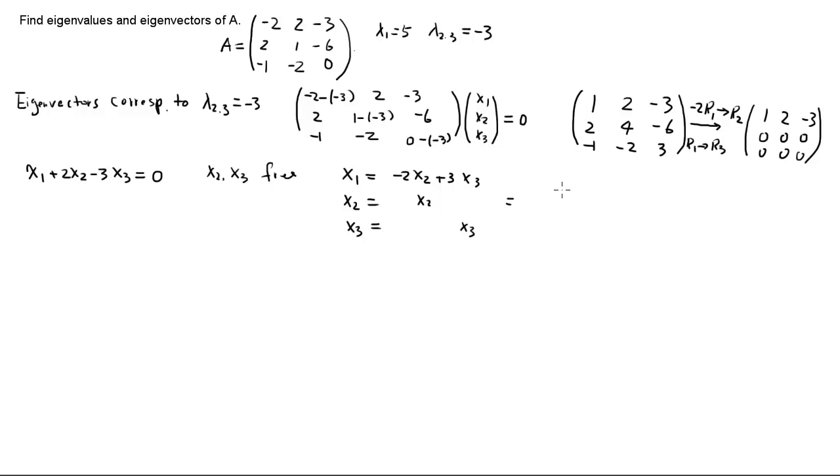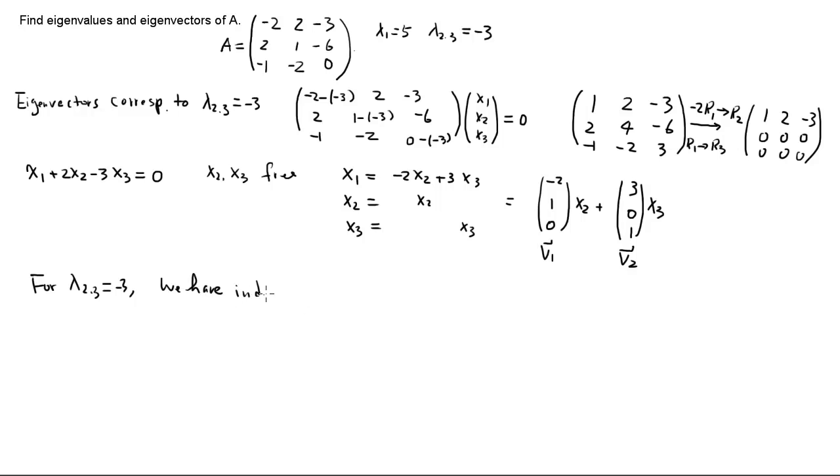And we see the vector form over here. It's going to be negative 2, 1, 0 multiplied by x2, and then we have the second one, 3, 0, 1, multiplied by x3 right here. So this is our eigenvector number 1, and this is our eigenvector number 2. So corresponding to eigenvalue negative 3, we have independent eigenvectors v1 and v2. Of course, any combination of v1 and v2, as long as it's not zero, is going to be an eigenvector.